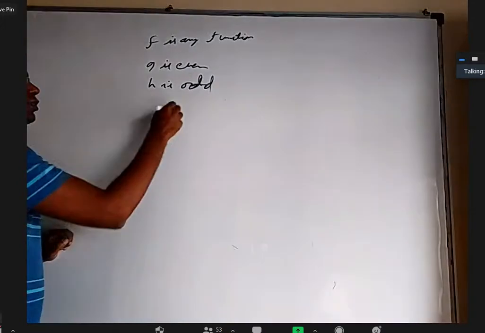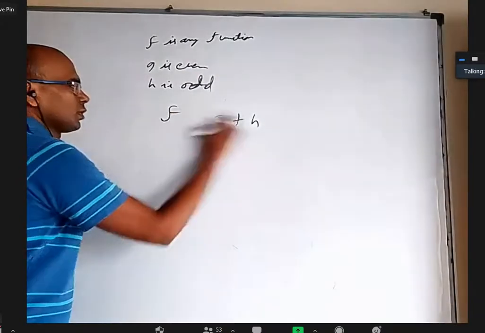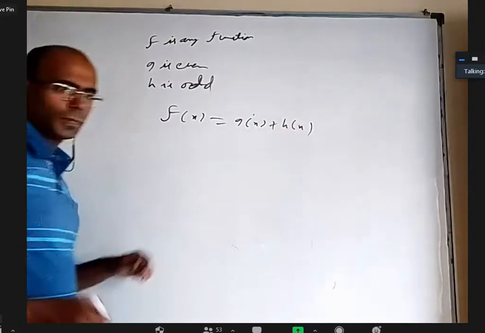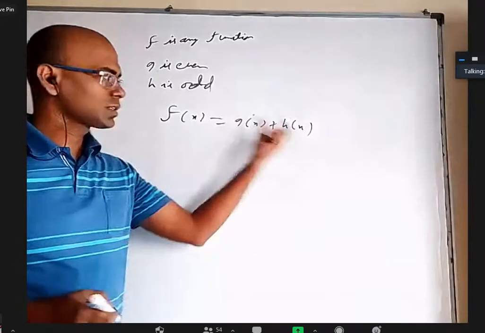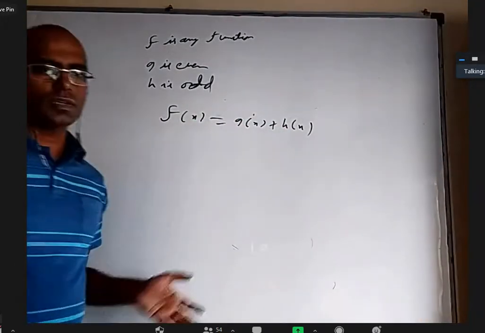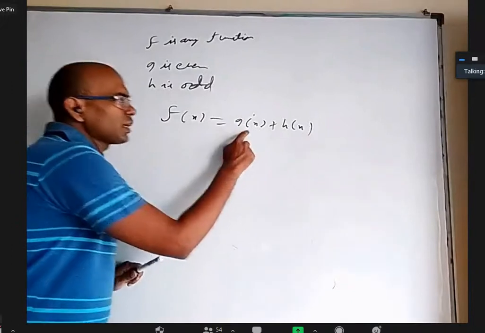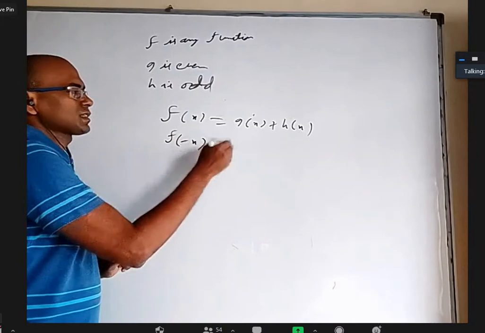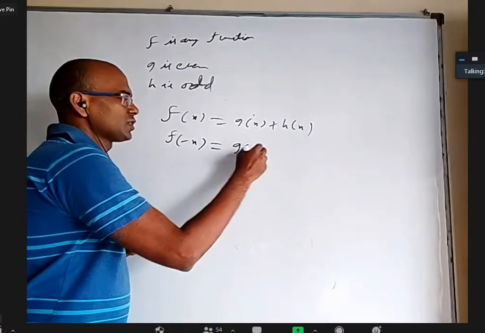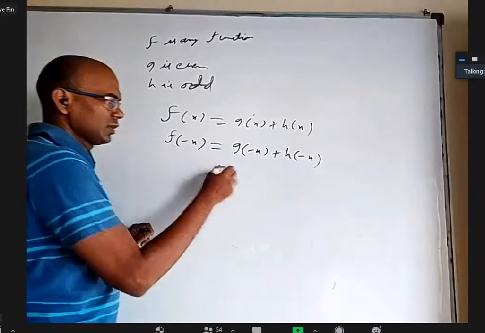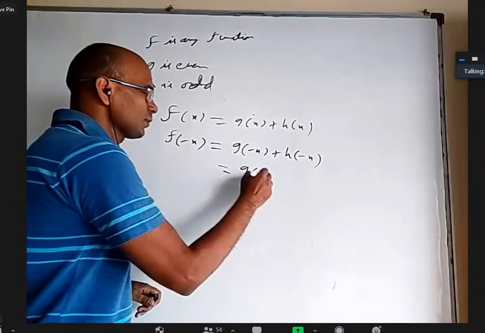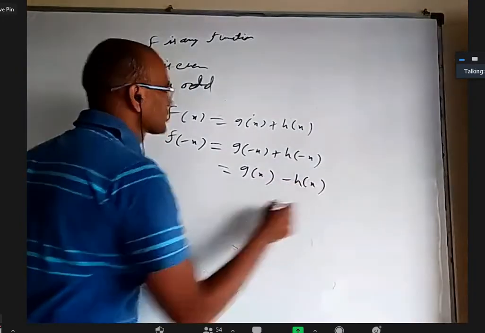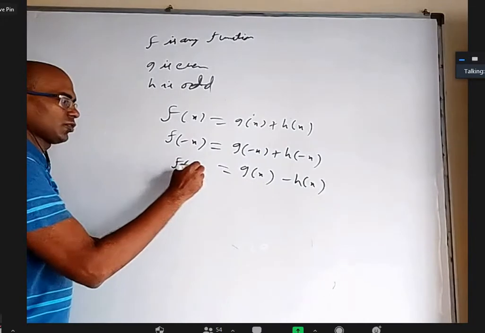I want to write f as g plus h, or you can write f of x is equal to g of x plus h of x. So this is an even function, this is an odd function, but the total f of x is not even, not odd. How to find what is g and what is h in terms of f? Let us see what f of minus x will be. That will be g of minus x plus h of minus x. But g of minus x is g of x only, because g is even, I assume. h of minus x is minus h of x because h is odd. So that is f of minus x.